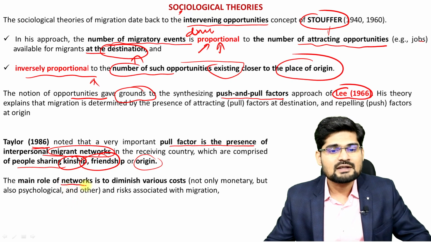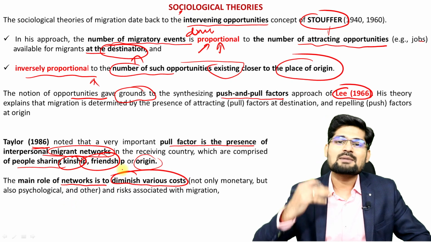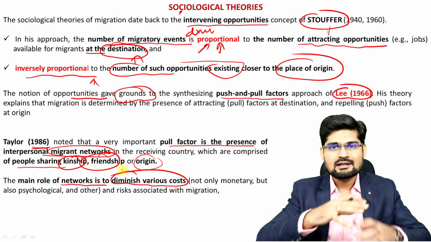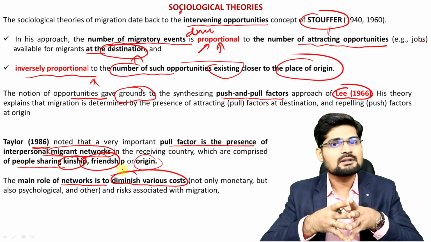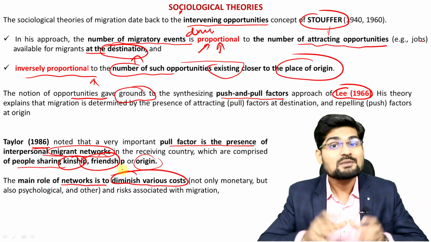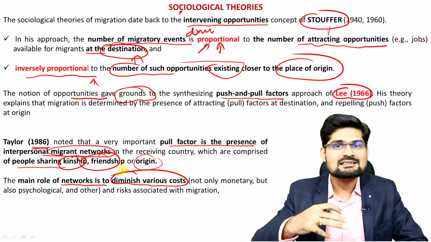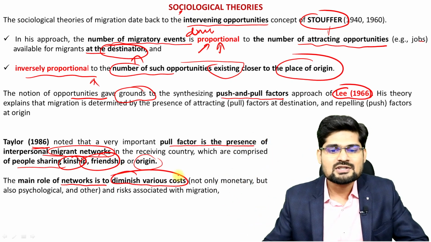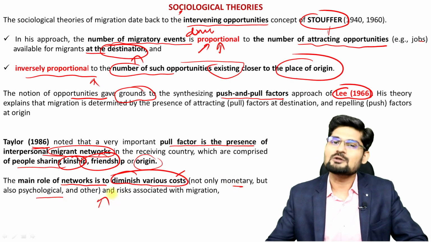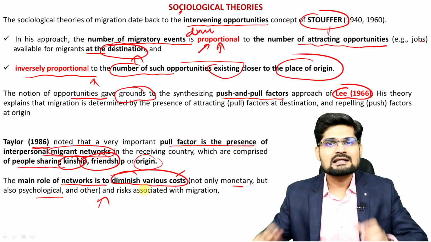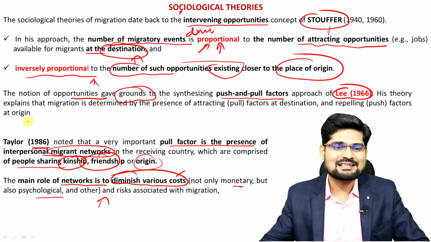So what is the main role of networks? To diminish various costs. Remember, if somebody is migrating from one place to another, and there is a network of migrants collaborating with each other, what happens? They help each other to diminish the costs of living at the destination, right? People coming from villages help each other in diminishing these various costs, for example monetary, psychological and others. So it means it's like strength building through networking. This was given in 1986 by Taylor.